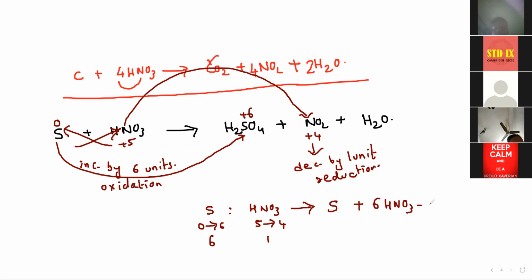Now come to the other side. 1 S, so there will be 1 H2SO4. We are having 6 N, so we will be having 6 NO2. We are having how many hydrogen left? 4. It will be 2 H2O. It is already balanced.